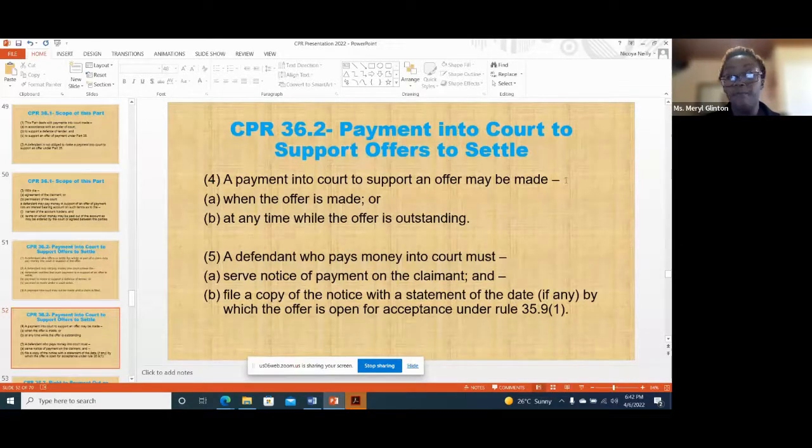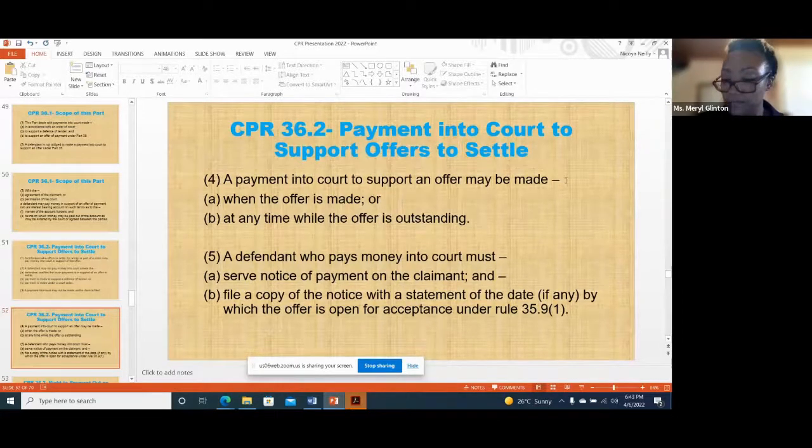Whereas 36.25 provides what you must do. And so a defendant who pays money into court must serve notice of the payment on the claimant, and they must file a copy with the notice and a statement of the date, if any, by which the offer is open for acceptance. And that becomes important later in terms of paying out, because the registry will need to know whether or not this money can be paid out automatically.